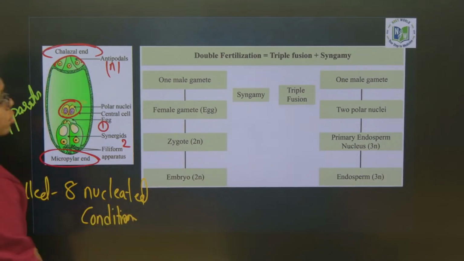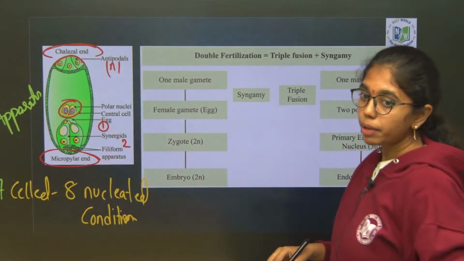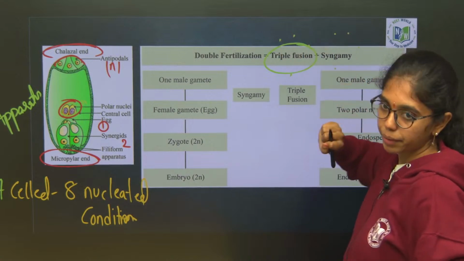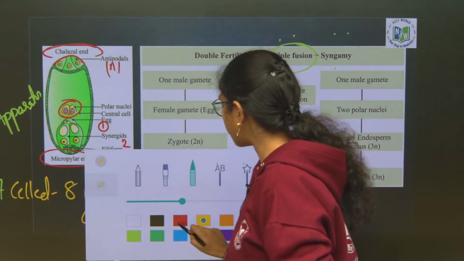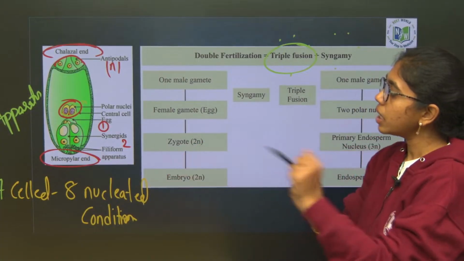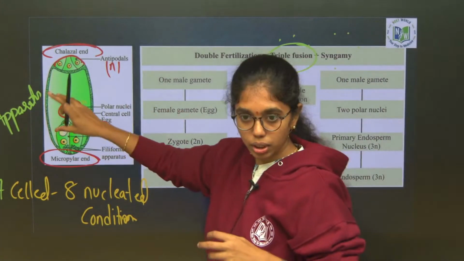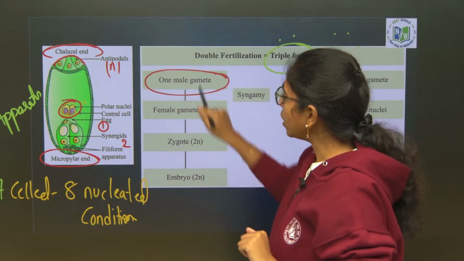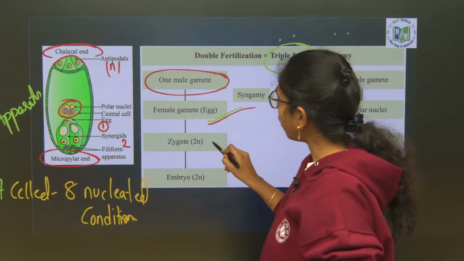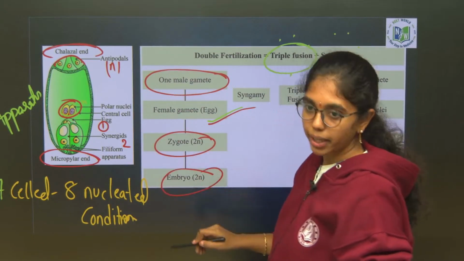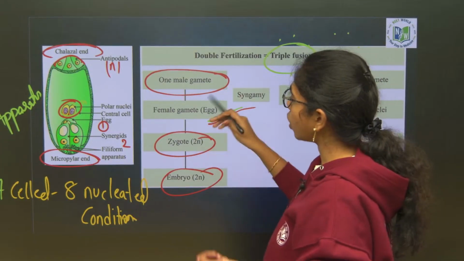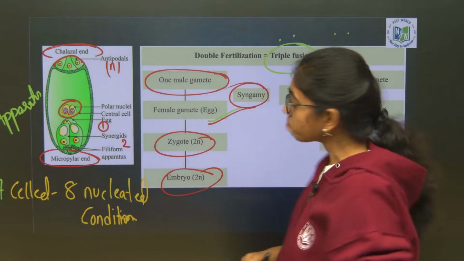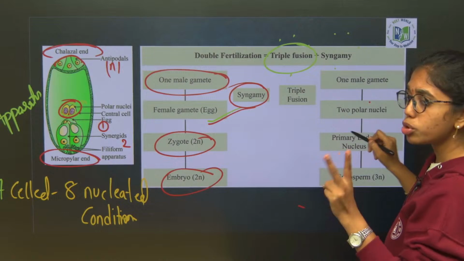Clear, right? So, here you see double fertilization. Double fertilization is a combination of triple fusion and syngamy. Triple fusion means when the pollen tube enters into the embryo sac, 2 male gametes will be released. One male gamete will fuse with the female gamete, that is the egg cell, that forms a diploid zygote that develops into the diploid embryo. This process of fusion of one male gamete with one egg cell is called syngamy.